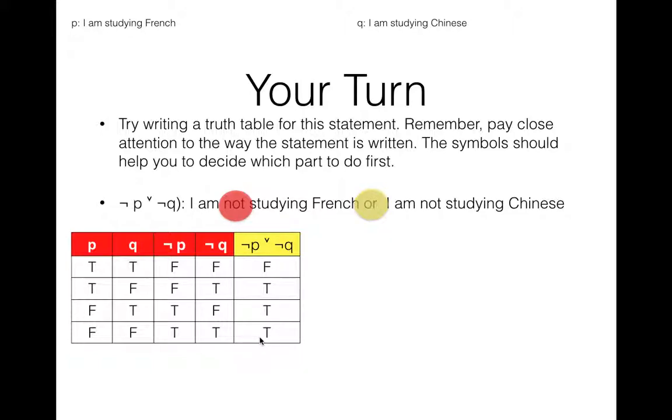Looking back at your other truth tables and comparing to the values of P and Q, you should notice that these values here are not the same. So this statement is not logically equivalent. It does not give us the same truth values for the values of P and Q that we put in.